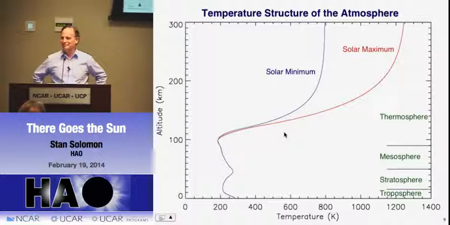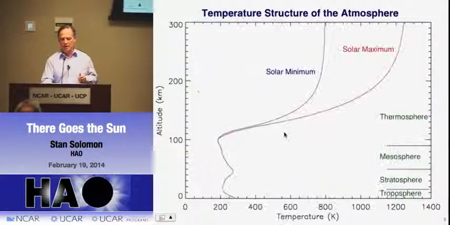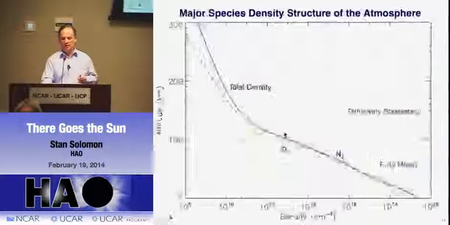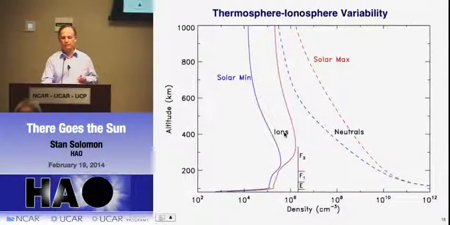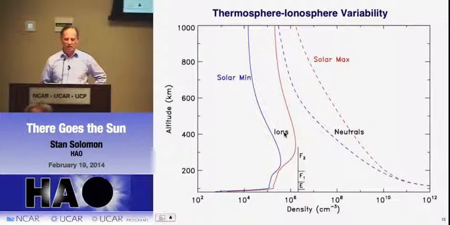By the way, this figure is from a global mean model, or is it? This is MSIS. Oh, MSIS. Okay. All of the tutorial material here, I should credit MSIS and IRI. Empirical models thought to be climatologically good, but deficient in the detail.